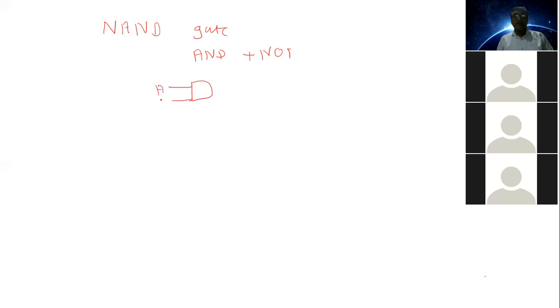See, this is the AND gate. Here the output of the AND gate is AB, and now we have to invert it. And here Y is equal to complement of AB. The NOT gate complements it, inverts it.